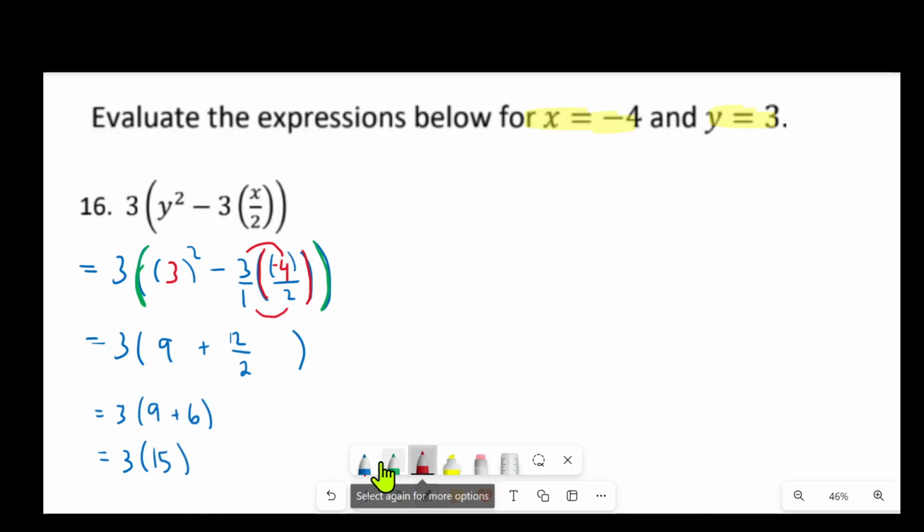And now the only math left to do is this multiplication. 3 times 15 is 45.